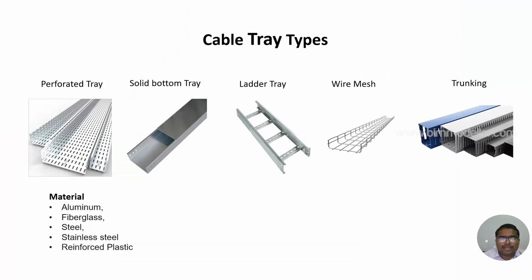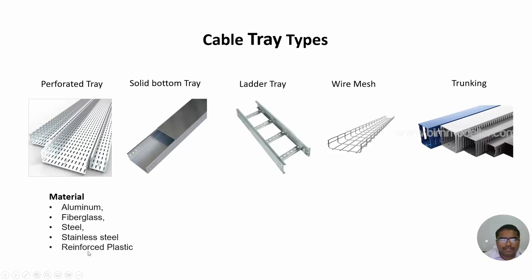Let's discuss what types are available in cable tray. Perforated tray, so you can see that the holes will be there inside. Solid bottom tray, so we'll have the solids without any holes or anything. Ladder trays, and we will have steps and rails on each side. Wire mesh, it will be a mesh tray like this. And trunking will be there for data purposes, made up of plastic or steel also.